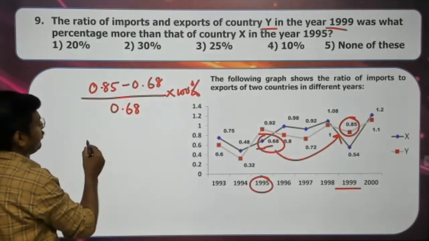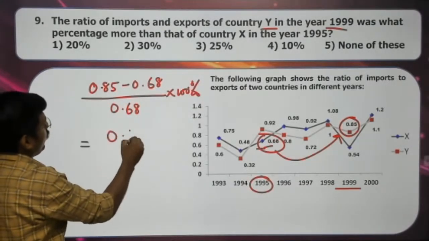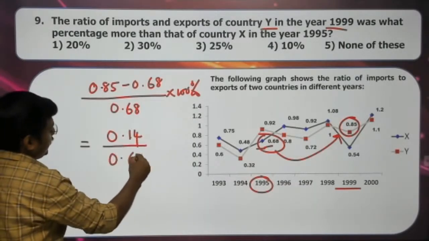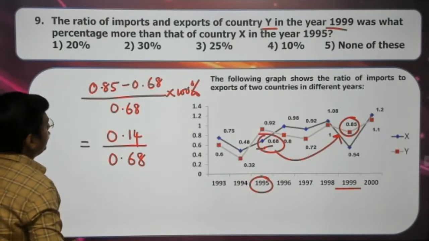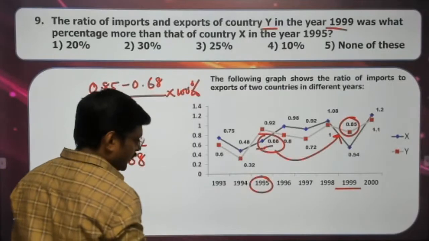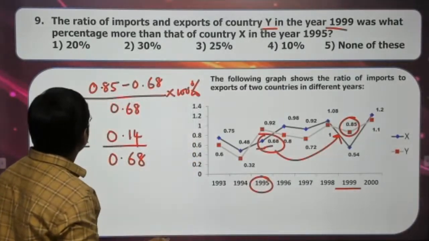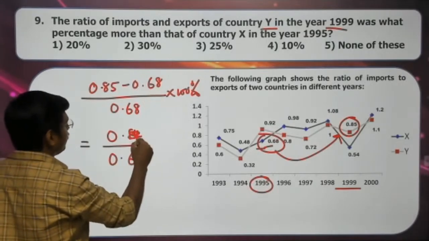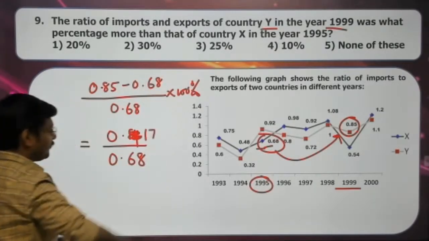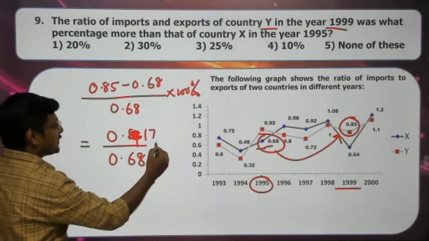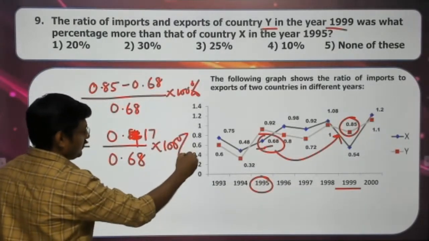On taking the difference it is 0.14, right? Divided by 0.68. Sorry, it is not 0.85 minus 0.68 giving 0.14, it is 0.17. I'm sorry, it is 0.17. So 0.17 divided by 0.68, this is what percentage?